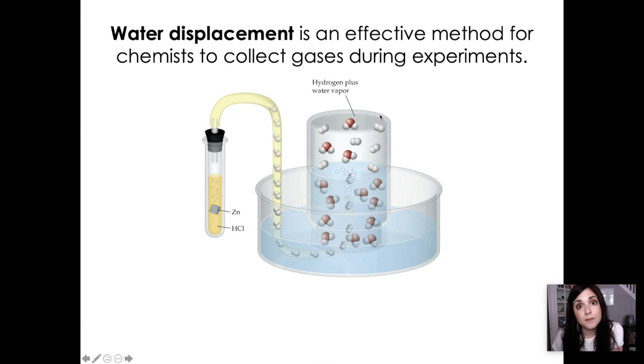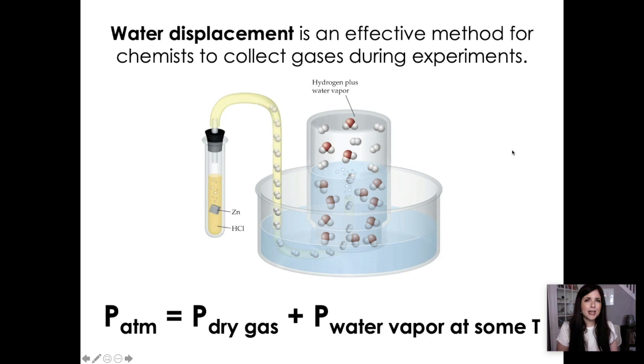Granted, it's not a lot, but we have to consider that when we are trying to figure out the pressure of just the hydrogen gas that we collected. And the pressure of the water is dependent on the temperature. So of course, the higher the temperature, the more those water molecules are evaporating, which means the more that are present in the system, which means the higher the pressure. And we can calculate what is the pressure of just the gas that's collected. What's the pressure of just the hydrogen gas?